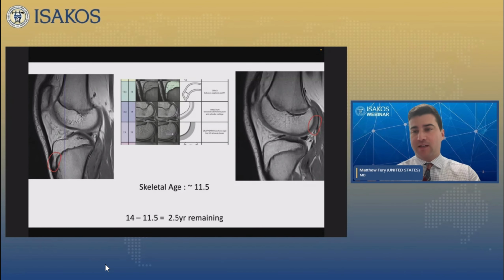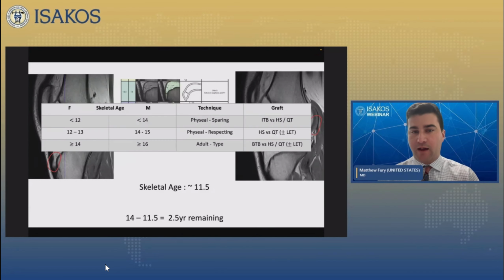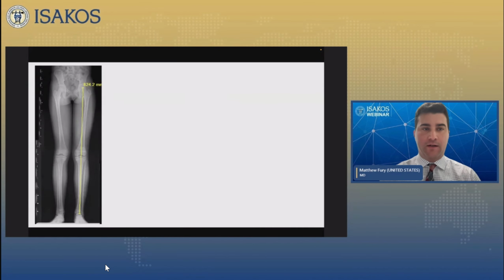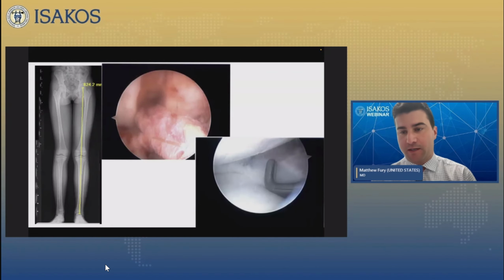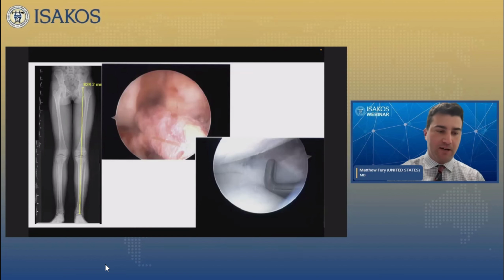So my assessment was that this patient's skeletal age was 11.5 years of age. So 14 years old minus 11.5, she had 2.5 years remaining, which put her in the high risk cohort, in my opinion. We got our preoperative long leg alignment film. She had a neutral axis. So we performed an extra articular IT band ACL reconstruction and also fixed her meniscus. Great, thanks for the opportunity and enjoy the rest of the webinar.